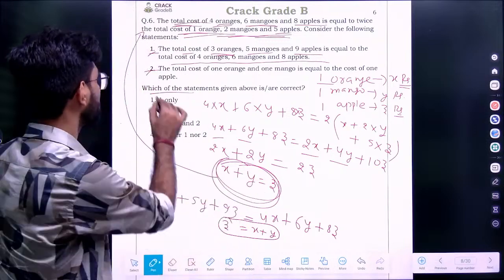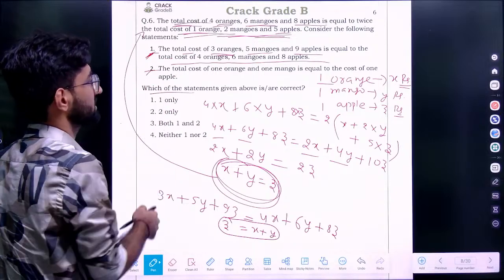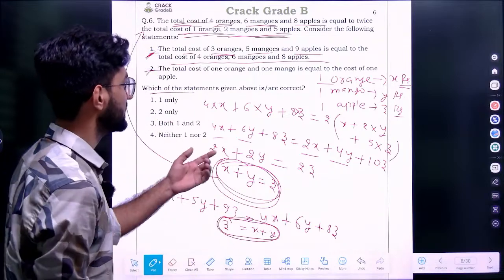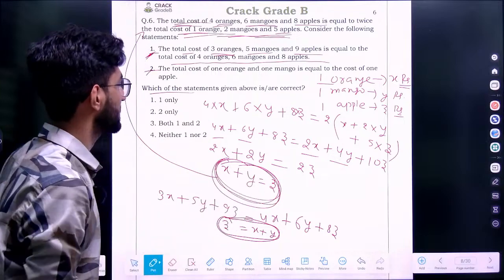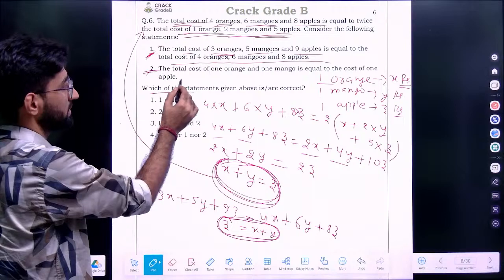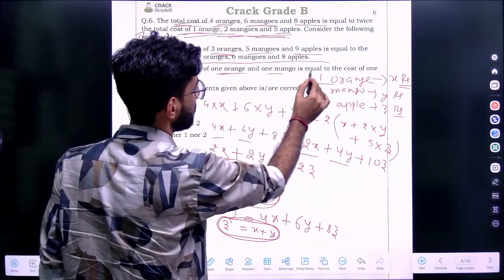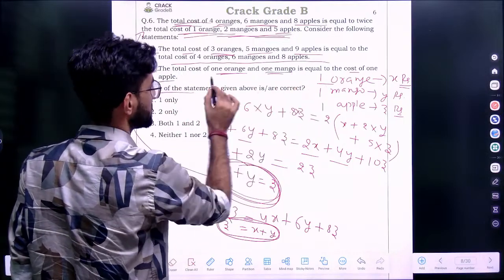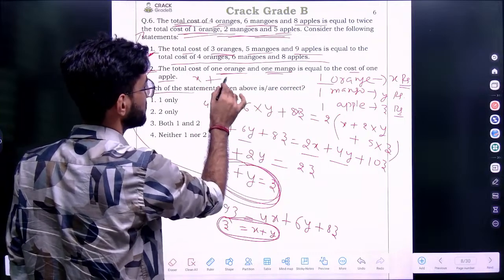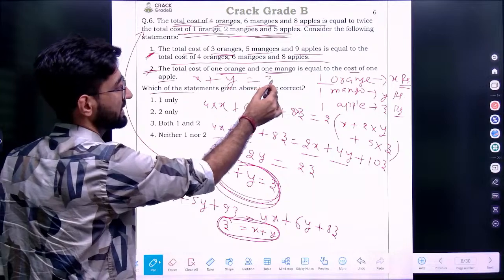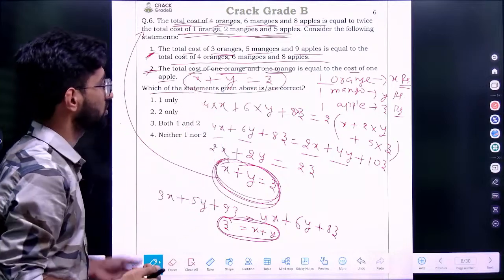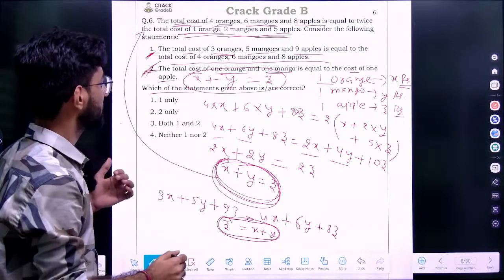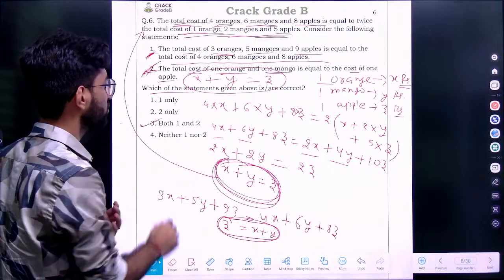It means statement 1 is correct, but we also have to check statement 2. What did we get from statement 1? x plus y equal to z, and it is already clear. Now let us look at statement 2. It is given that the total cost of 1 orange and 1 mango is equal to the cost of 1 apple. The cost of 1 orange is x, the cost of 1 mango is y, equal to the cost of 1 apple, that is z. So statement 2 also told us that x plus y equals z. It means statement 2 is also correct. So the correct option of this question is option 3, both 1 and 2.